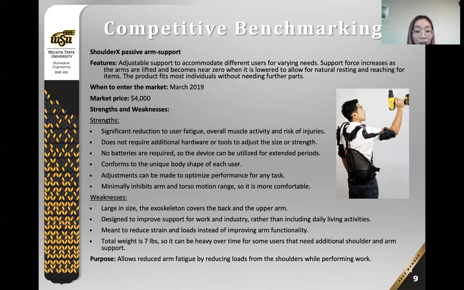The exoskeleton covers the back and the upper arm. It is designed to improve support for work in the industry rather than also including daily living activities. It is meant to reduce strain and loads instead of improving arm functionality. The total weight is 7 pounds, so it can be heavy over time for some users that need additional shoulder and arm support.